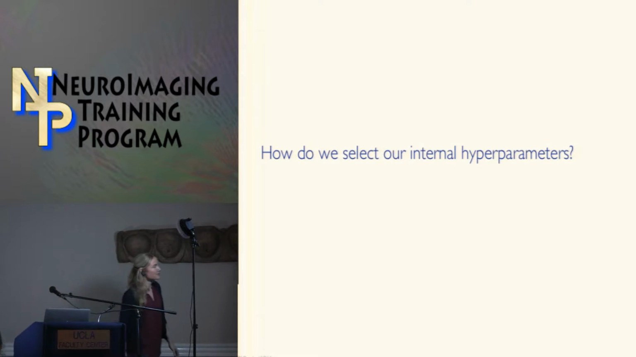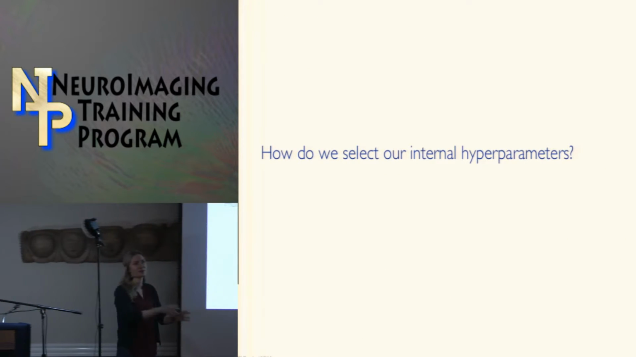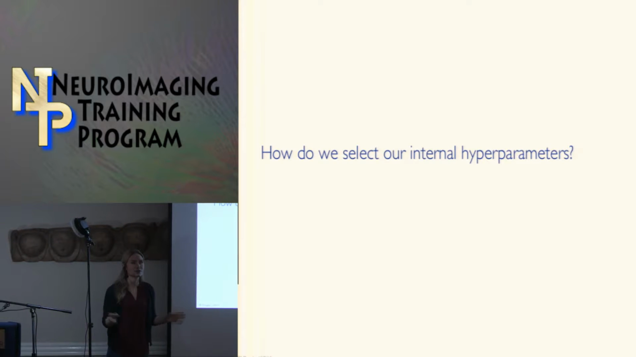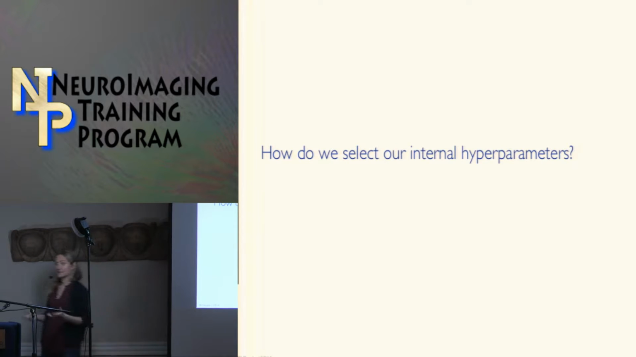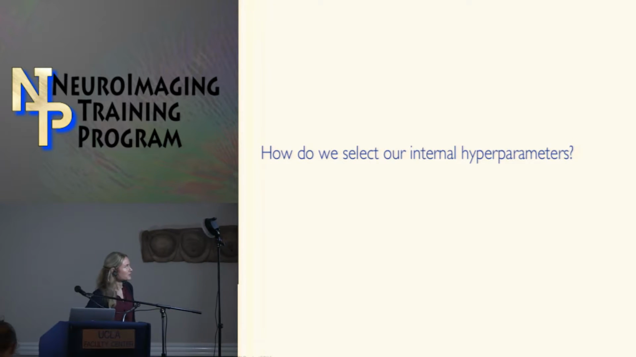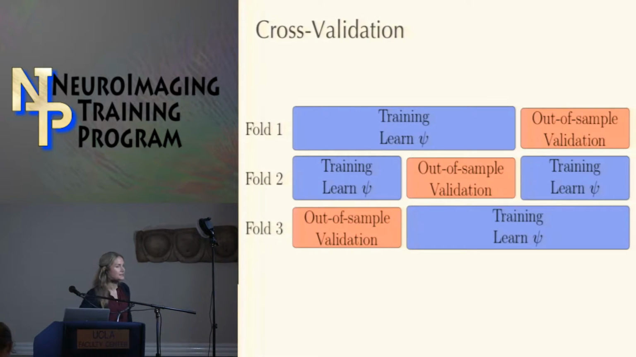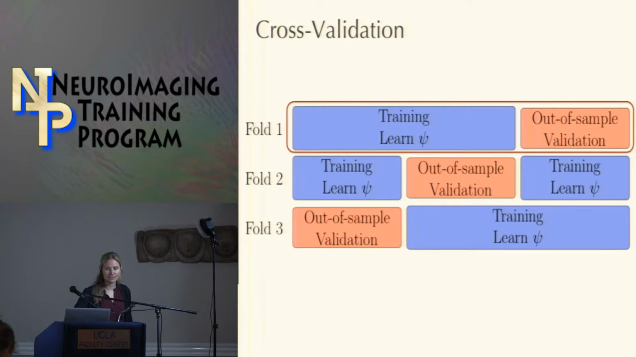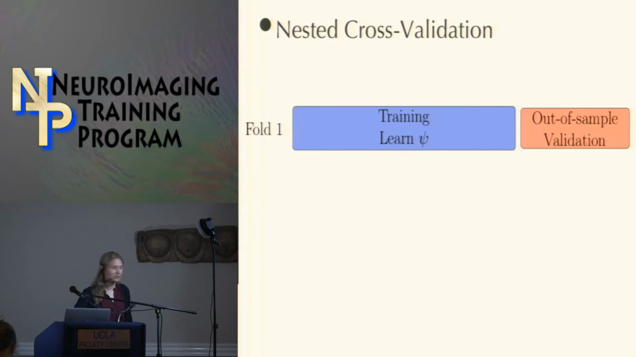Okay, so I've talked a little bit about these C hyperparameters, and maybe if you're using a kernel, you have the width of your radial basis function. But how do we select these internal parameters, given that we have a lot of different moving parts? Well, one way to do it is not just cross-validation, which you've already heard about from Jesse, but you can do something called nested cross-validation, which I mentioned earlier.